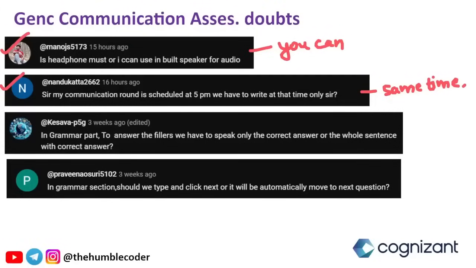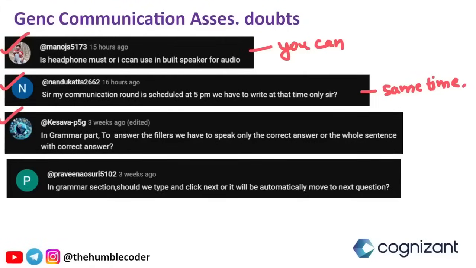So please attempt it on time, because we don't want to take any chance. Every round is important, because once you clear the communication round, only then can you attempt your next rounds, which are your aptitude and technical assessment, and only then can you go for your interview. So if just because of some silly mistake you can't qualify your communication round, then you can't move forward. So definitely please take it seriously and attempt it on time.